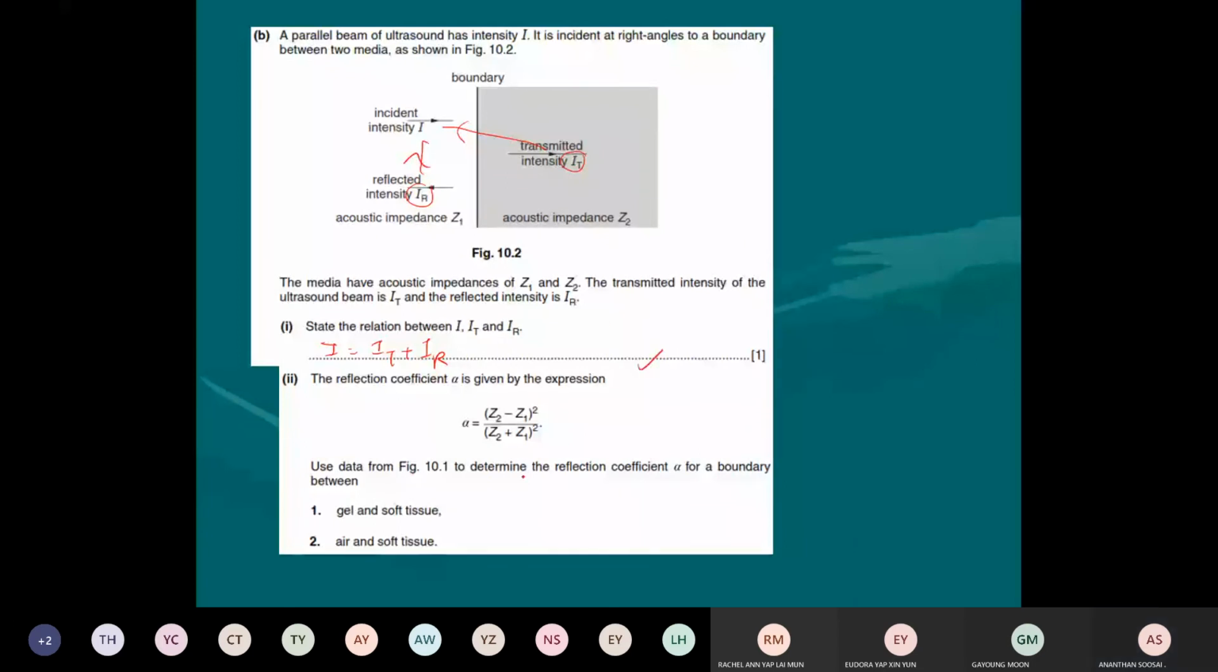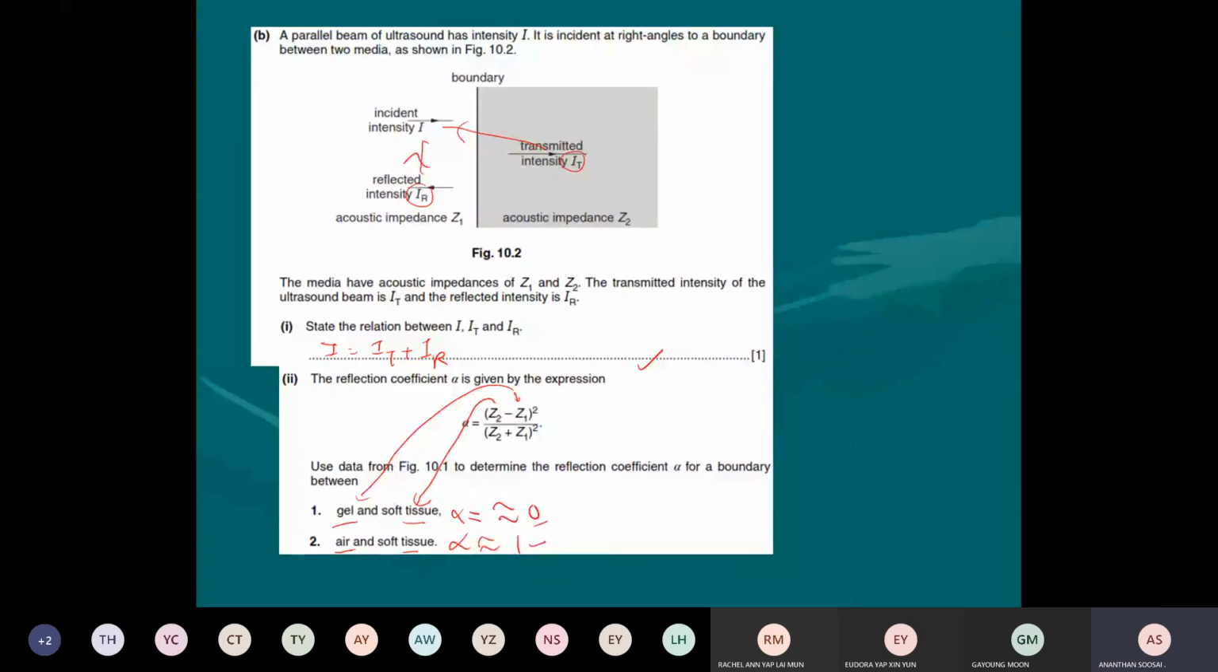Okay, next. Determine the reflection coefficient for gel and soft tissue. Gel is going to be Z1 and soft tissue is going to be Z2. Without calculating, how much do you think it is going to be, close to 0 or close to 1? Gel and soft tissue, I think the majority will be transmitted. So alpha is going to be close to 0. Very good. And for soft tissue and air, alpha is going to be close to 1.